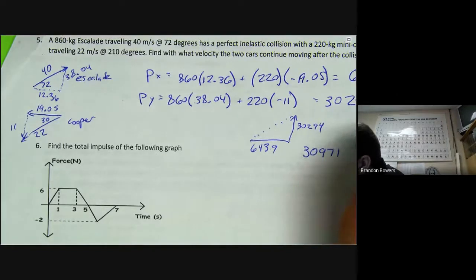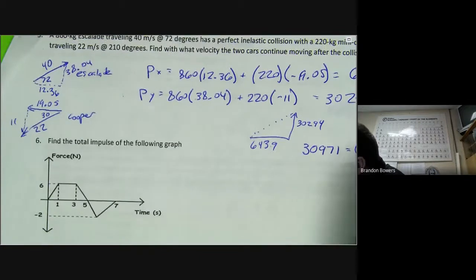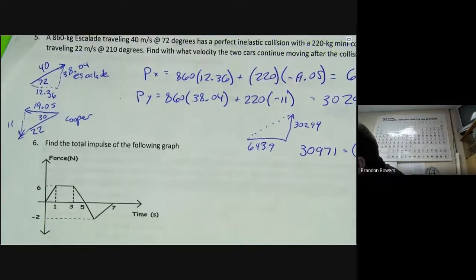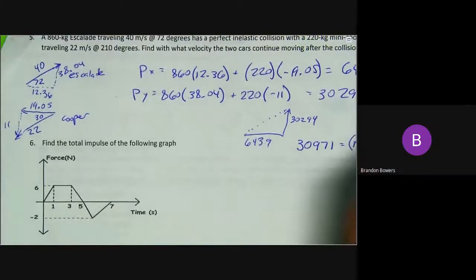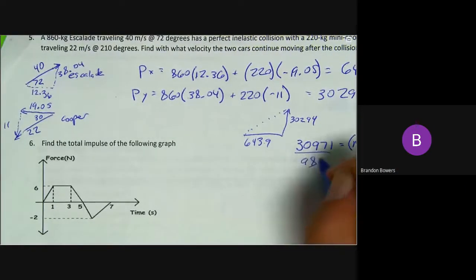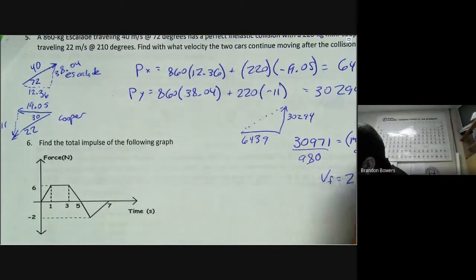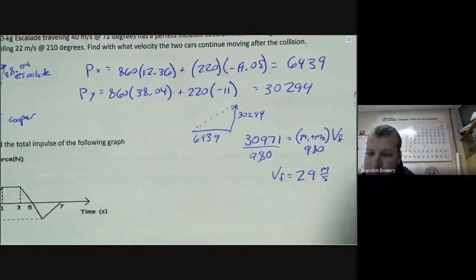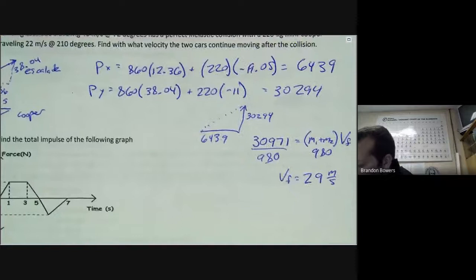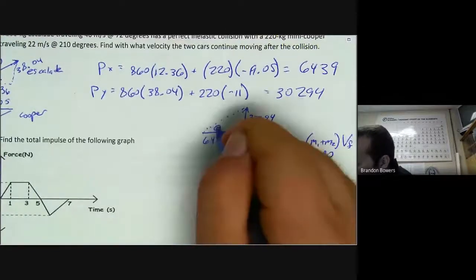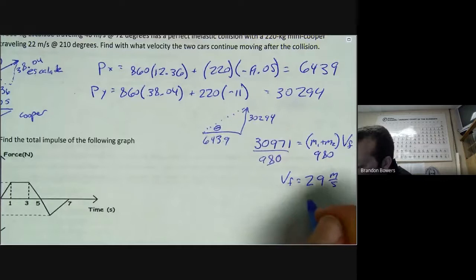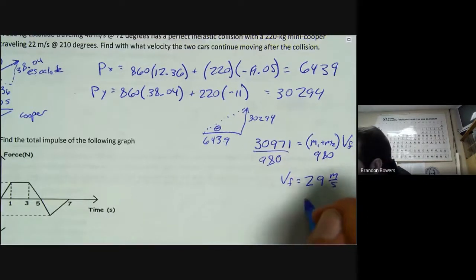It says find what velocity the two cars are at after the collision. So you have to find the mass of object 1, the mass of object 2, and the final velocity. When you combine their masses, that's 980. What you're going to do is divide 980 on both sides, and the final velocity is 29 meters per second. Now, don't forget to add an angle. Solve for the angle right here using inverse tangent. The angle I got was 78 degrees.